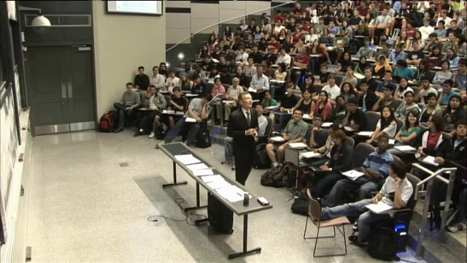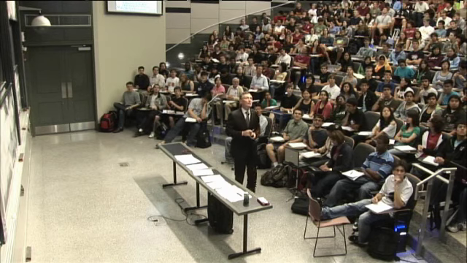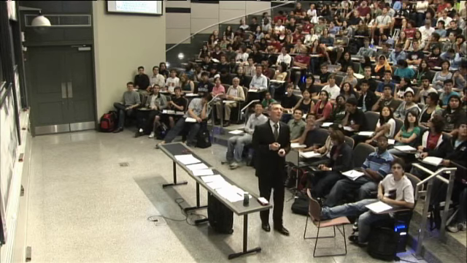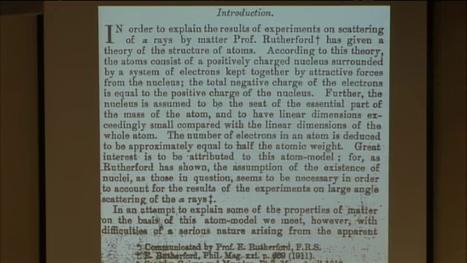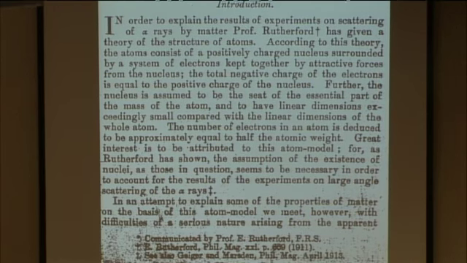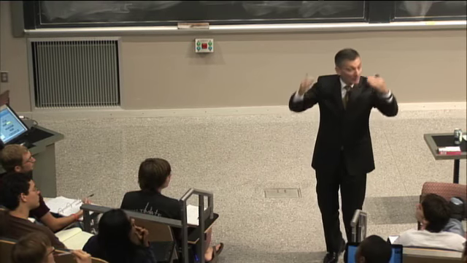So, let's read. It's in English. In order to explain the results of experiments on scattering of alpha rays by matter, Professor Rutherford has given a theory of the structure of atoms. You see the dagger here? Down here, Ernest Rutherford, PhilMag. There's a citation, see, attribution. According to this theory, the atoms consist of a positively charged nucleus surrounded by a system of electrons kept together by attractive forces from the nucleus. That's what keeps them from just fleeing anywhere.